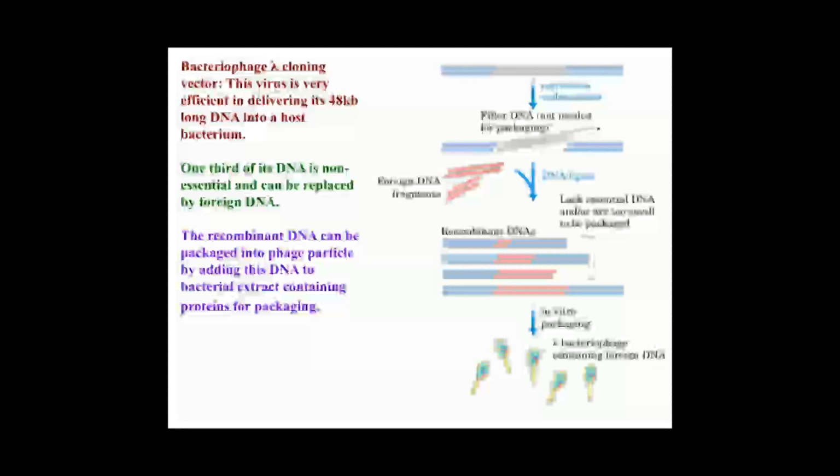Once we've created this recombinant DNA, the next step is packaging it into a phage particle. To do this, we add our recombinant DNA to a bacterial extract that contains the necessary proteins for packaging. These proteins help assemble the DNA into new phage particles, ready to infect new bacteria and deliver the foreign DNA efficiently. This process highlights the power of bacteriophages as vectors. They're highly effective tools for gene cloning and manipulation, fitting seamlessly into our overall goal of harnessing viruses for genetic engineering.